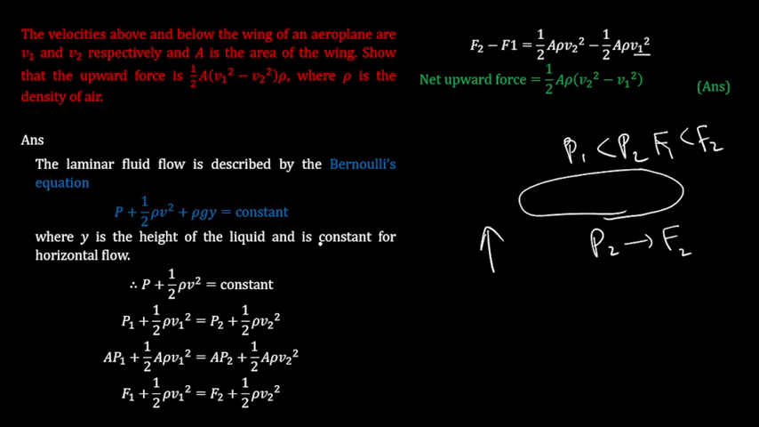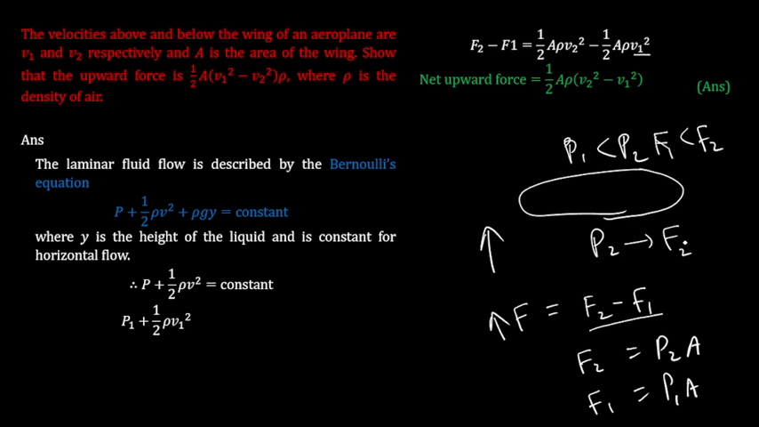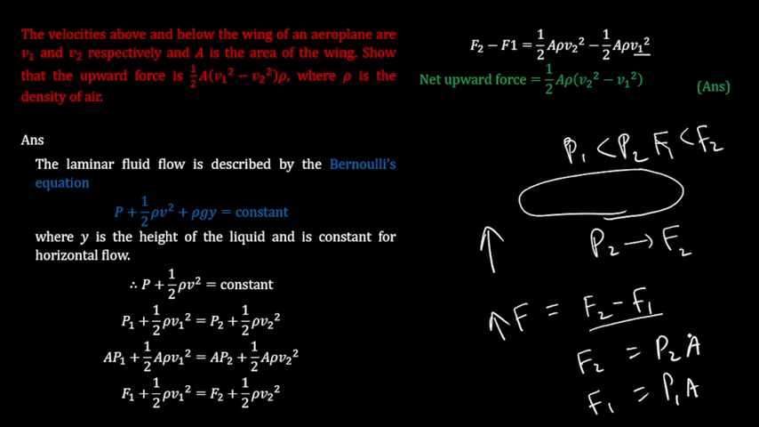The net upward force is given by the difference between these two forces, F2 minus F1. This gives us the net upward force, which I denote by F. And it is this net upward force on the wing that generates upward lift on the plane, and the plane can fly. We have to calculate this upward lift, the difference in these two forces. The force below will be the pressure multiplied by area, and the force above is the pressure in the region above the wing multiplied by area. Area of the wing is the same both below and above, so we need not care about that.